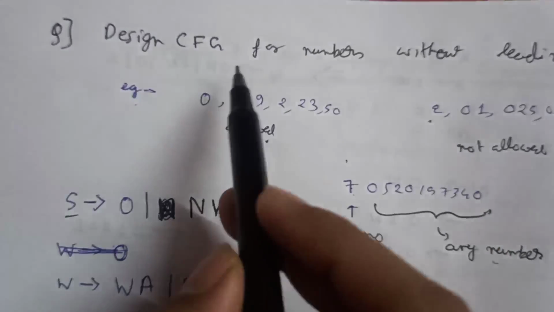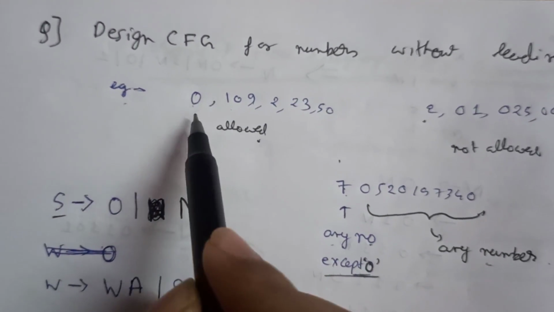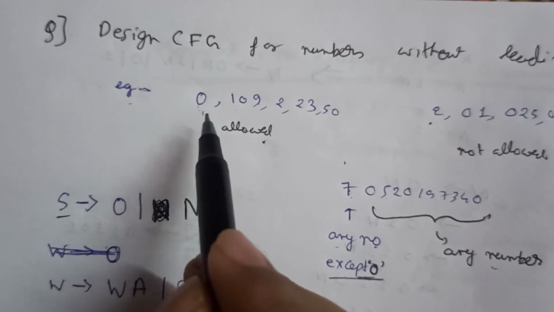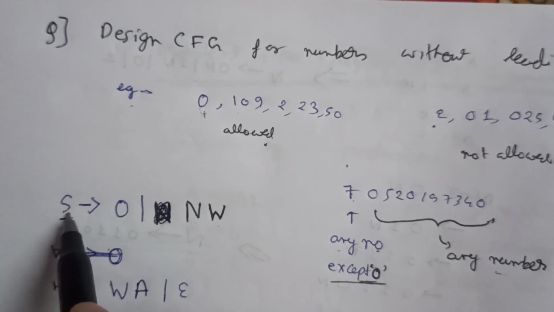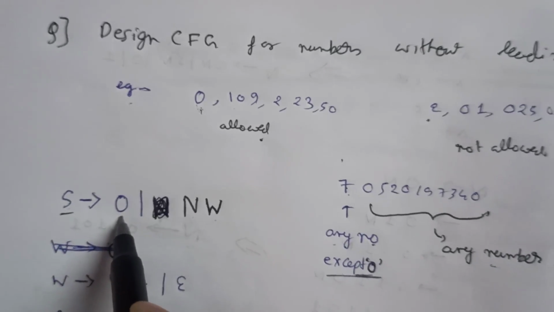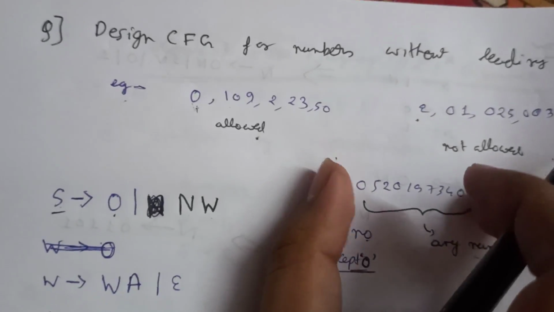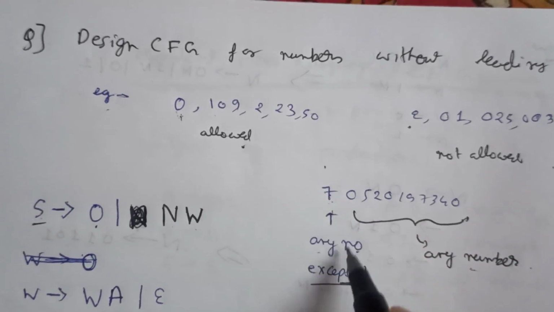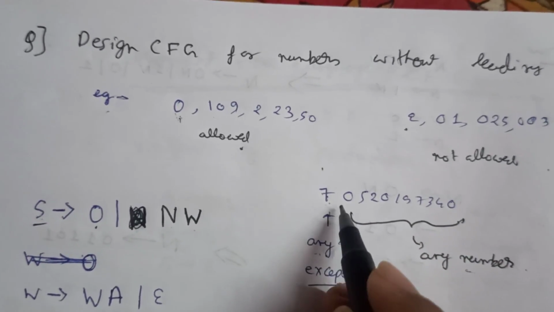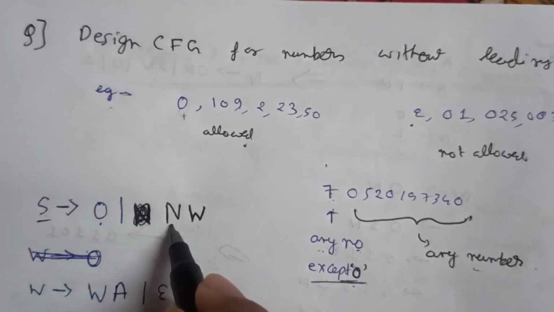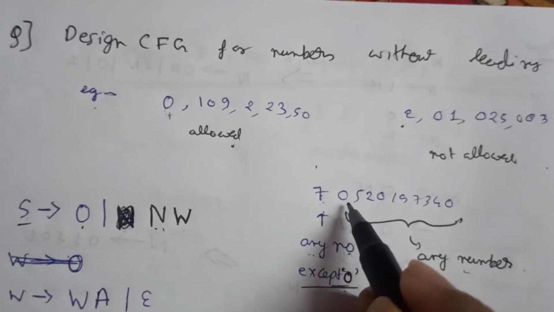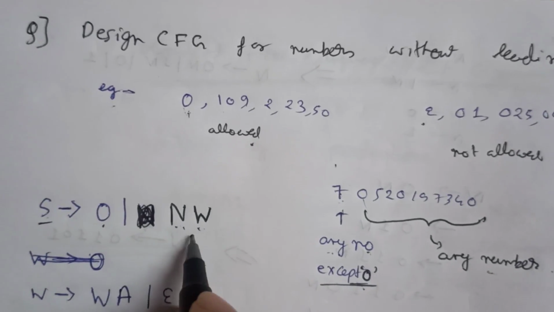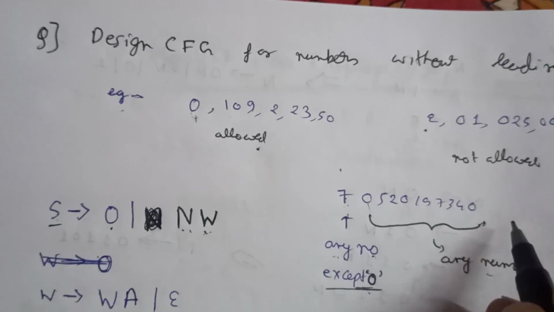As the starting 0, only 0 is included. So if the whole string is just a single 0, then it is allowed. So I will make S to 0 a production rule, and for a larger string I will divide it into two parts. The first part is any number except 0. For this I will take a variable N, that is natural numbers, and the other part can be any combination of whole numbers. So I have written W for the rest of the part.